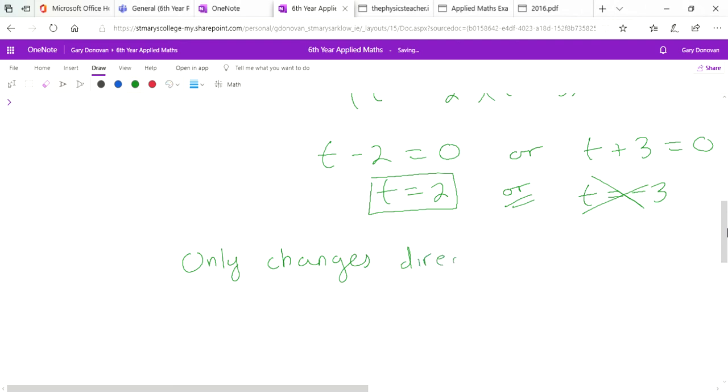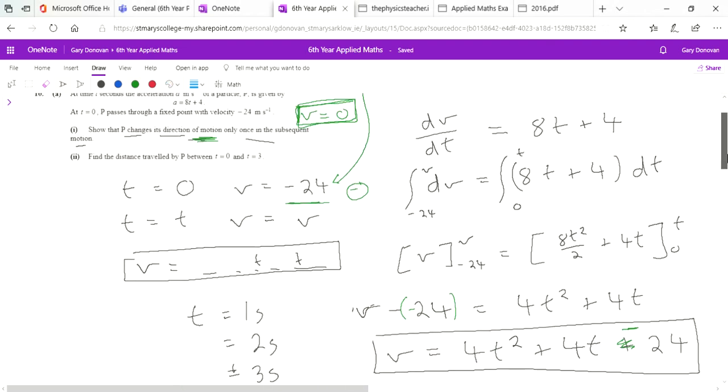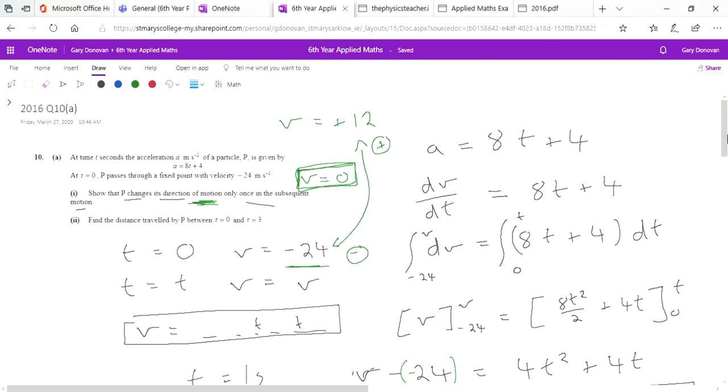In other words, its velocity is only equal to 0 at t equal to 2 seconds. So we've proved it. Let's have a look at part 2. For part 2, find the distance traveled by p between t equals 0 and t equals 3.